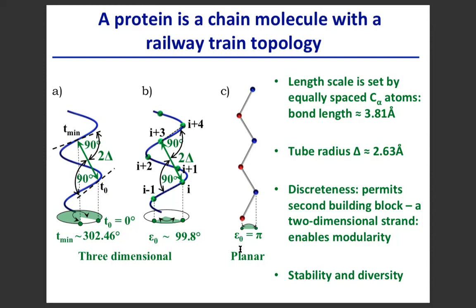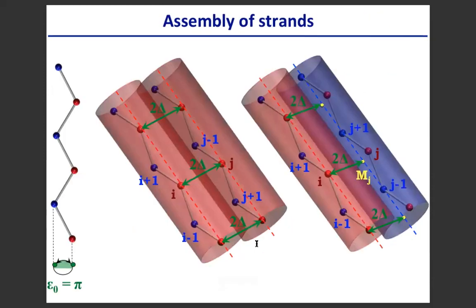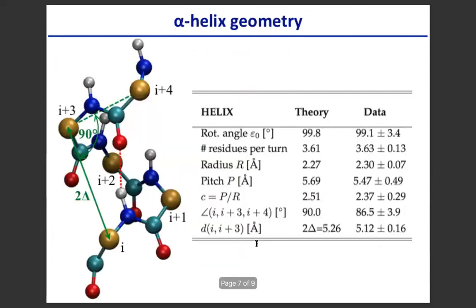Remarkably, the discreteness offers us the possibility of the existence of a second building block of protein structure. Namely, the discreteness of the tube admits a qualitatively distinct second building block, that is a two-dimensional strand, when the rotational angle is 180 degrees. We can then work out the assembly of strands in two ways to create parallel and anti-parallel beta sheets. These steps lead to a slew of qualitative zero-parameter predictions for the geometries of the building blocks of protein structures.